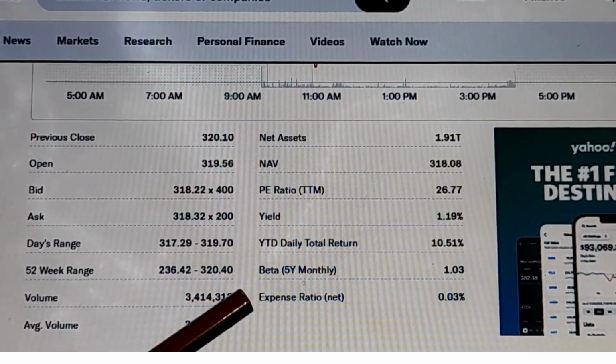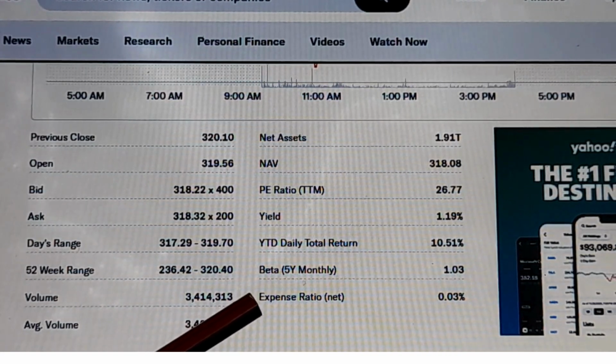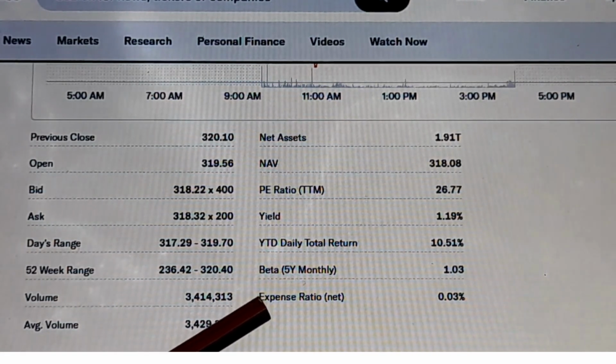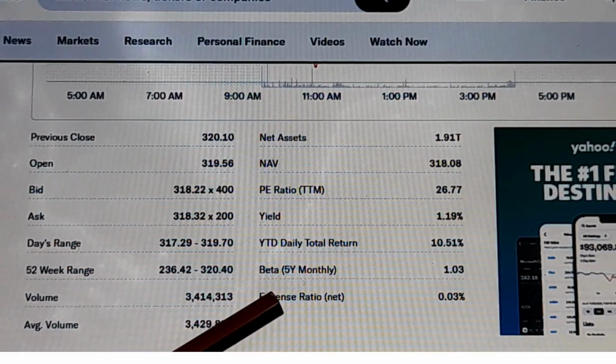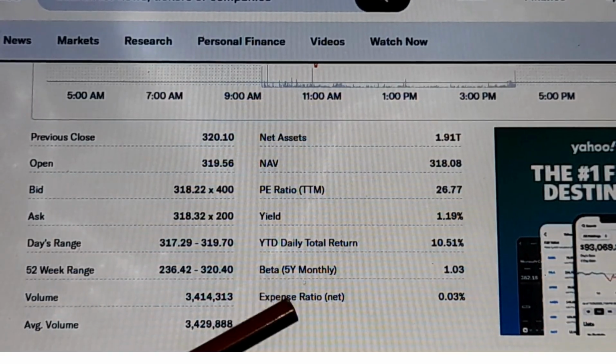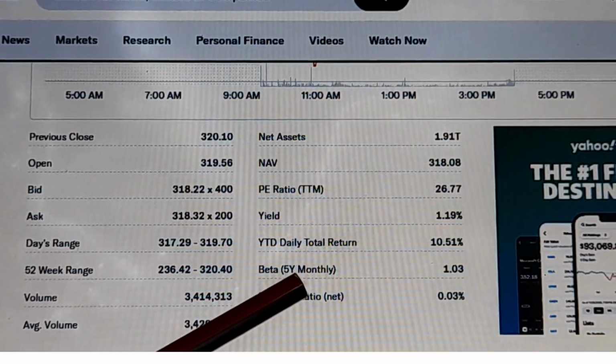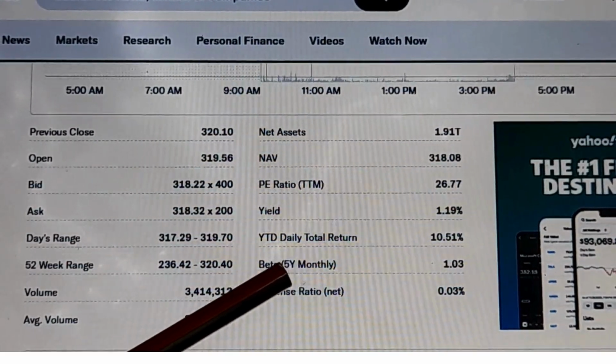Then we have the expense ratio of VTI. I explained this extensively in part 1 and part 2. So it charges 0.03% of the total investment. That is to manage the fund, okay. It is cheap. So we move to the next section. I will just scroll down.